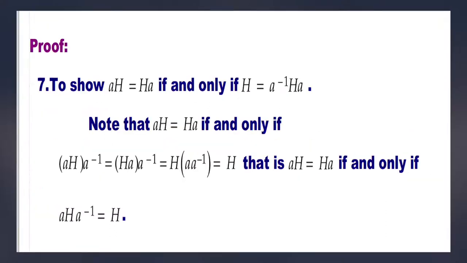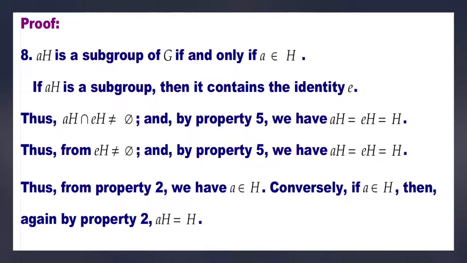The seventh one is to show aH = Ha if and only if H = a⁻¹Ha. Note that aH = Ha if and only if aHa⁻¹ = Haa⁻¹ = H. That is, aH = Ha if and only if aHa⁻¹ = H. The last one is aH is a subgroup of G if and only if a ∈ H.